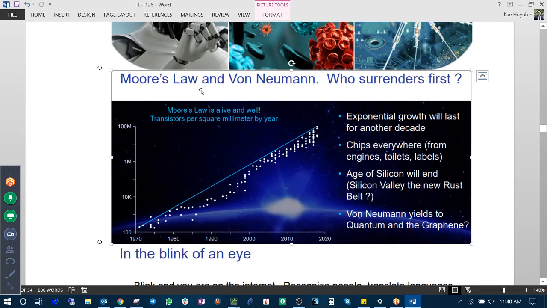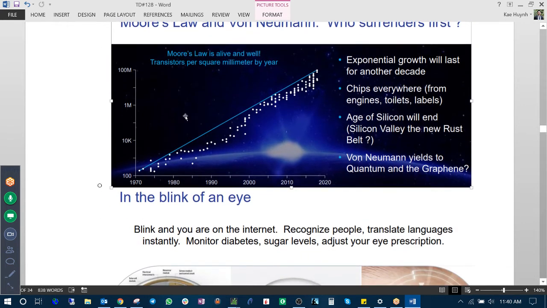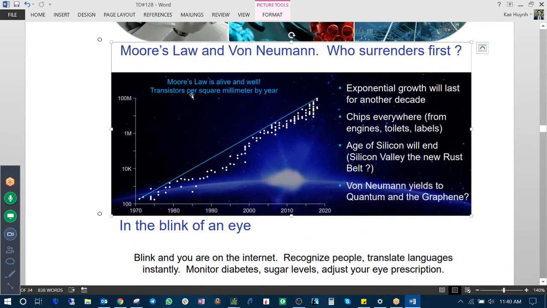Yeah. So Moore's law, and von Neumann, who surrenders first? So they give you a chart right here. Moore's law is alive and well. Transistors per millimeter by year. It's increasing. Exponential growth will last for another decade. Chips everywhere, from engines to toilets to labels. Age of silicon will end. Silicon Valley, the new Rust Belt. Von Neumann yields to quantum and graphene.